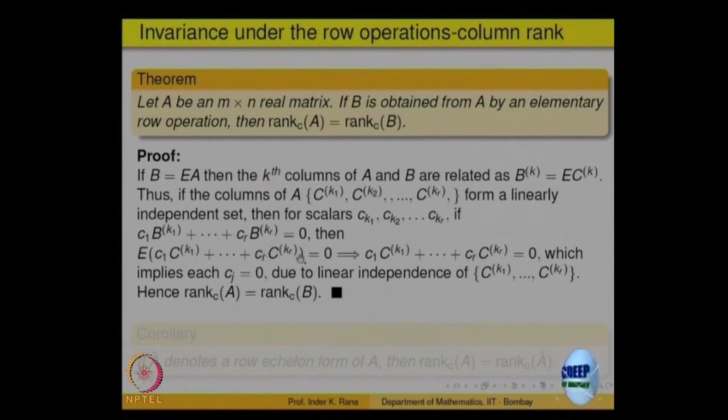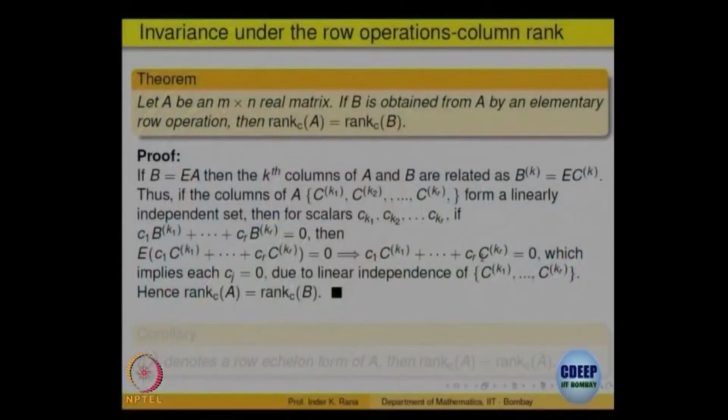But if this is equal to 0, what is E? E is an invertible matrix. Every elementary matrix is invertible. So, that means if E applied to a vector is equal to 0, then that vector itself should be 0, because E is invertible. I can operate on both sides by E inverse if you like. So, that means the linear combination of these column vectors of A is equal to 0, right. So, what we are saying is, if a linear combination of column vectors in B is 0, then the corresponding linear combination in A is also 0, and if these were linearly independent in A, then what will that imply?